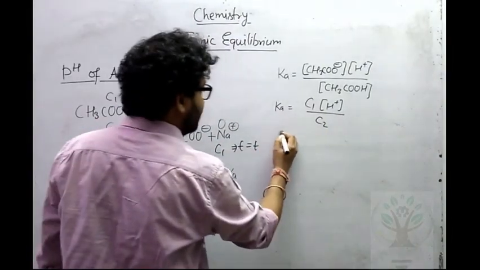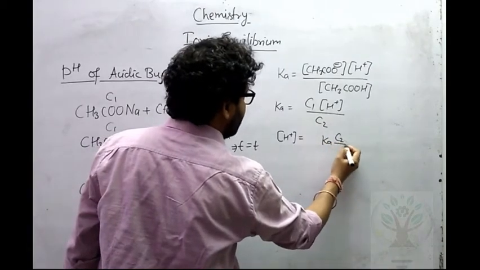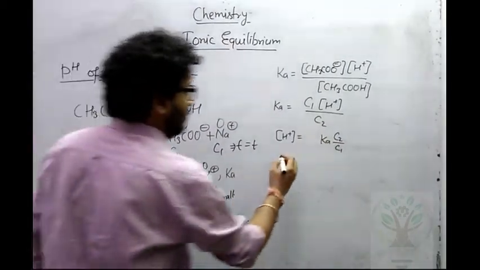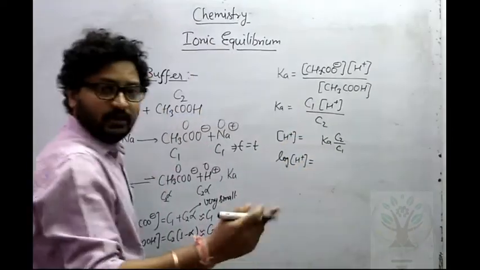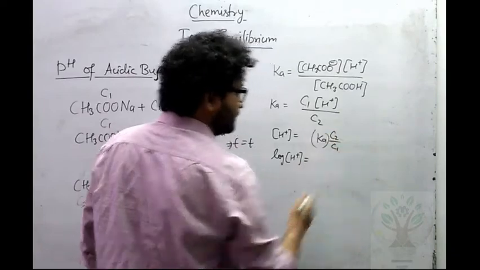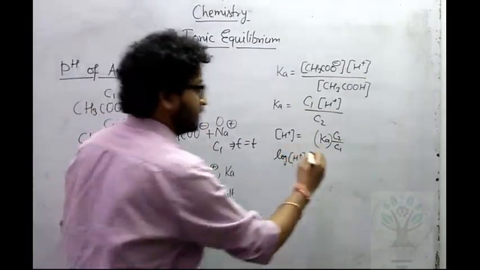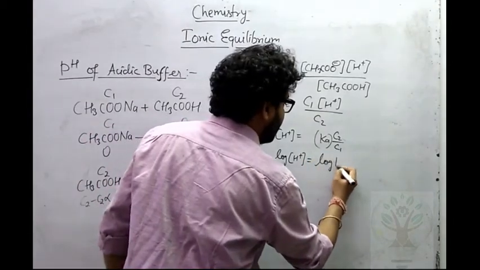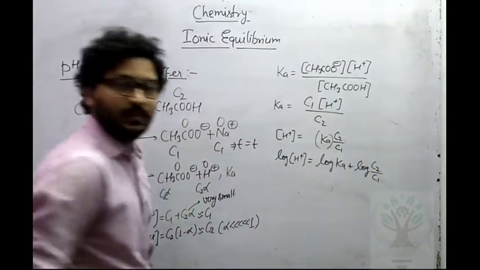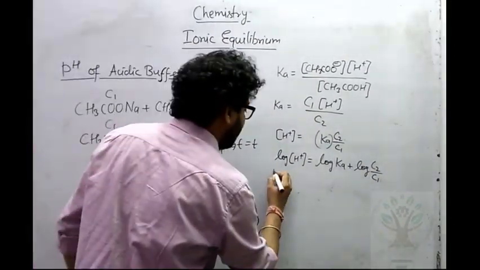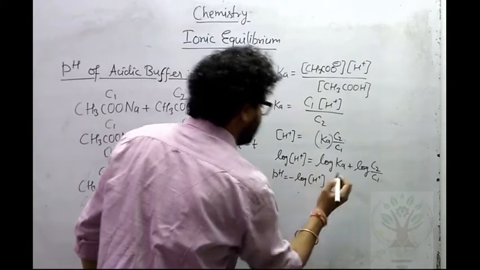Now what will H plus be from here? H plus will be Ka C2 by C1. Now if I take log on both sides, log H plus will be how much? This is your A and this is your B. So log AB equals log A plus log B. I hope you remember this. Now what will be pH? pH will be minus log of the concentration of H plus.